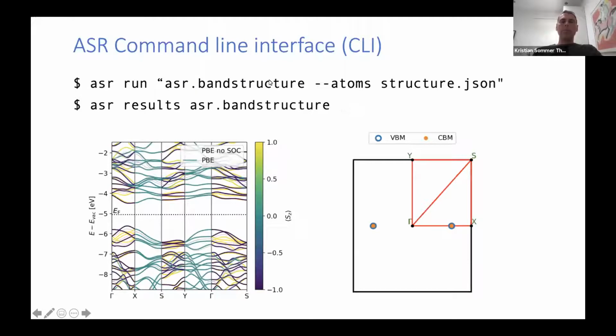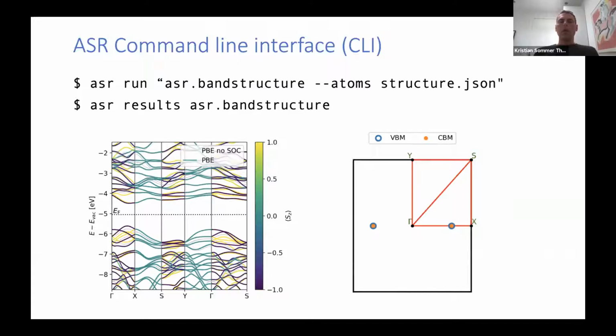So here's another example. If you write this on the command line, ASR will calculate the band structure. It will run the band structure recipe for the structure that is called structure.json. And once that is done, you can take a look at it by writing asr results asr.bandstructure. And then you would get this figure here where you see the band structure. The colors refer to the projection of the spins in the z direction. And this is the Brillouin zone with the band path and the position of the valence band maximum and conduction band minimum. So you don't have to do anything to get these kinds of plots out. You just run the recipe.